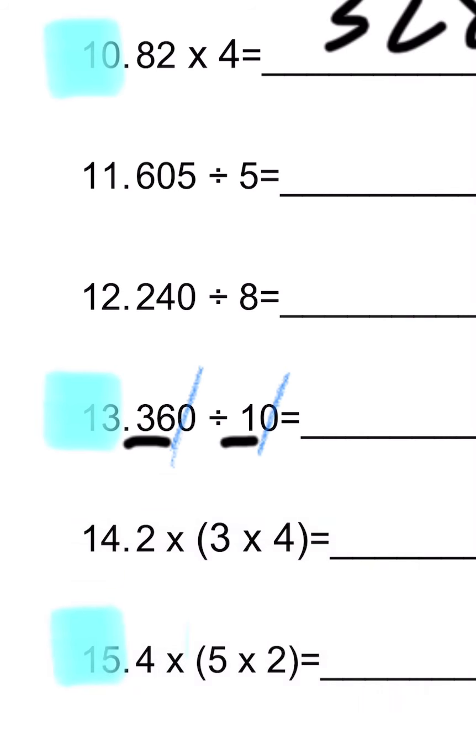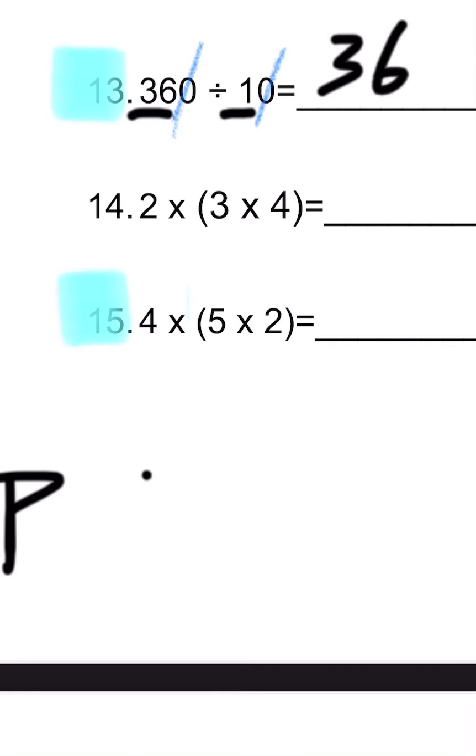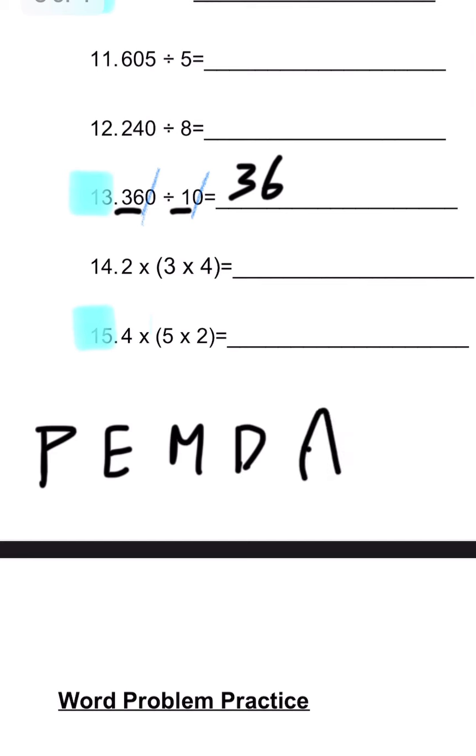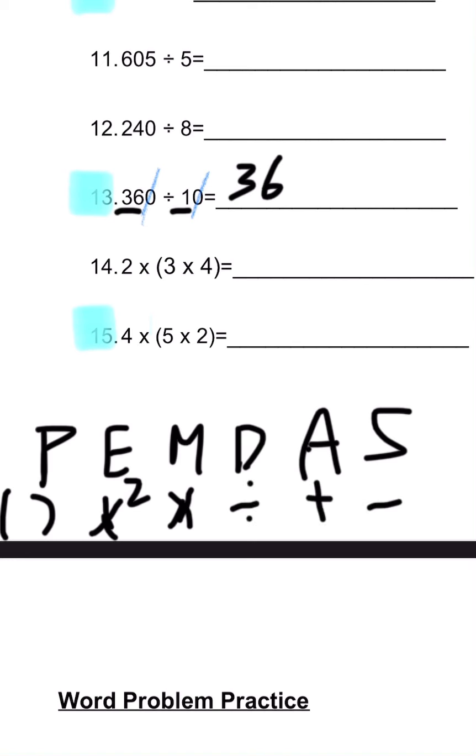Now, we'll do number 15 using PEMDAS. We went over this as well. So again, parentheses, exponents, multiplication, division, addition, and subtraction. So we'll do parentheses first for P, which is 5 times 2, 10. Next, we'll do multiplication. 4 times 10 is 40.